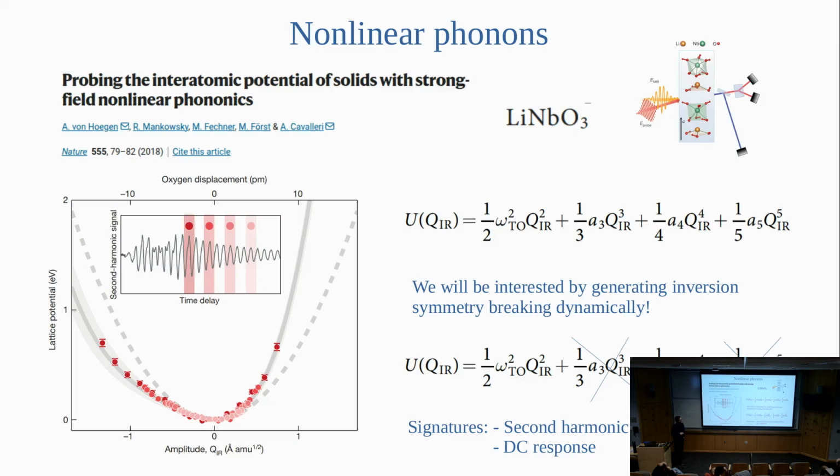And what I want to do is show that you can drive such a phonon in a very specific way, such that this inversion symmetry that you have when you don't have these terms is broken dynamically, is broken via a nonlinear instability of your system. And what you get as a result of this symmetry breaking are signatures that are known to emerge in materials which do not have an inversion symmetry. And this is second harmonic generation and also DC response or DC rectification of your driving signal.